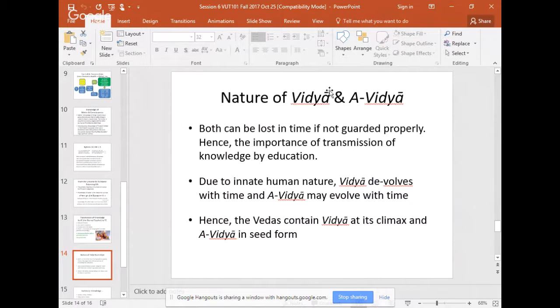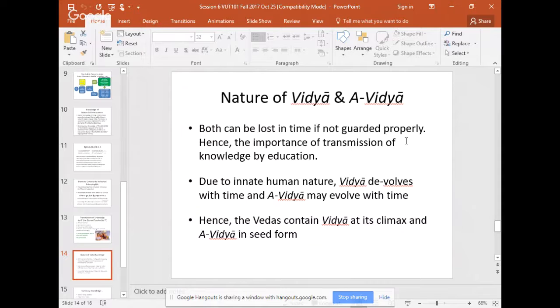Vidya is knowledge pertaining to consciousness, which cannot come from any book, which comes from Asampragya Samadhi. Avidya is knowledge pertaining to matter, which you can read from any library, anywhere, which is very easily available, except for those subtle elements like buddhi, ahankar, panchtanmatra, manas, etc. But let us understand this. Both vidya and avidya can be lost in time, if not guarded properly.